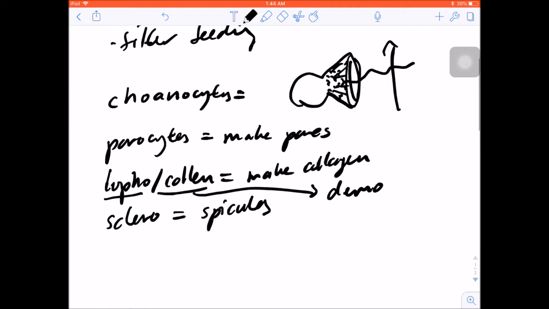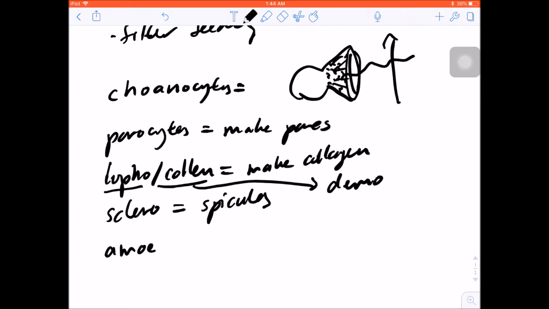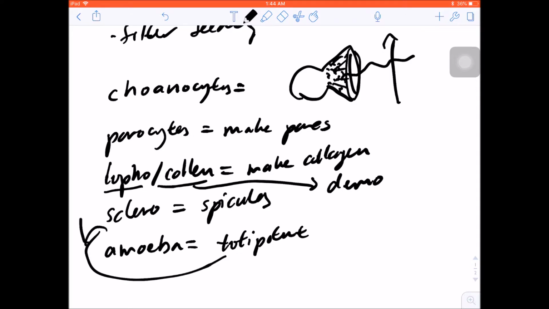Finally, the last cell type that you're responsible for are the amoebocytes, which are totipotent, which means they can become any of these other cell types. But they kind of crawl around through the rest of the sponge material, and in addition to becoming other cell types, they transfer food. They collect food from the choanocytes and move it around through the sponge to give to these other cells.